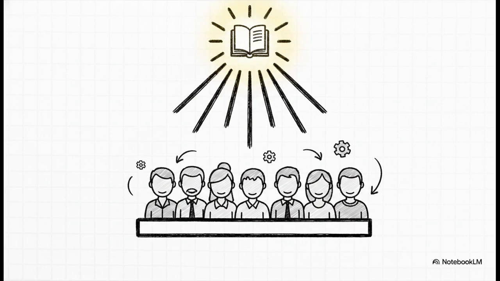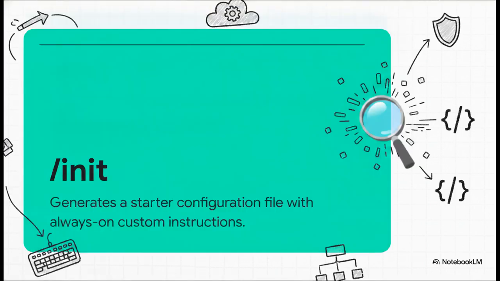Next up, we have automation via custom instructions. Look, these individual tactics we've covered are fantastic, but here's how we scale them out to an entire engineering team by establishing concrete repository-level rules. The absolute fastest way to get this going is the /init command. By just running this super simple chat command, VS Code generates a starter configuration file right into your project. And this file contains always-on custom instructions.